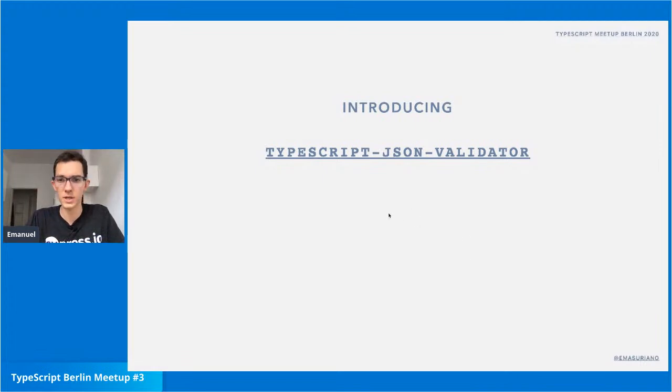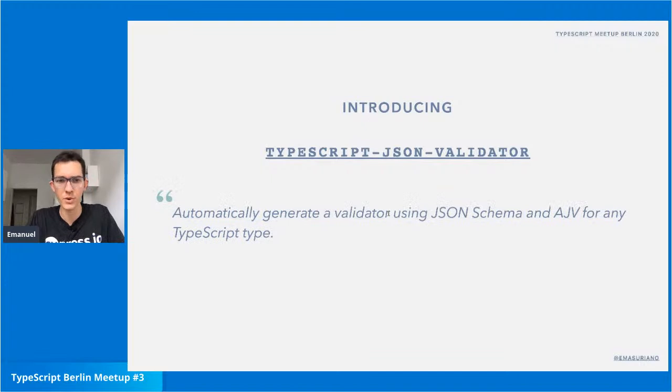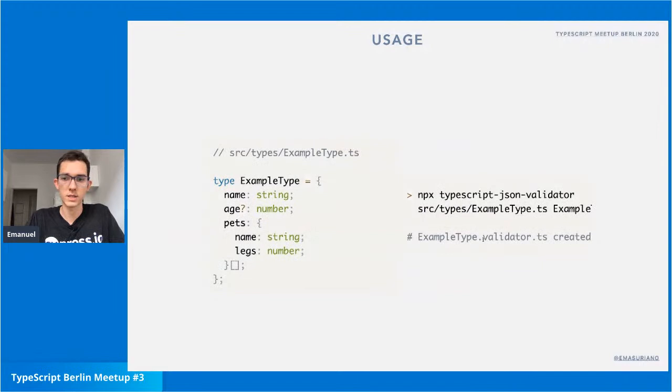It's called TypeScript JSON Validator. The promise, or the description of it, is that you can automatically generate a validator using JSON schema and AJV for any TypeScript type. And I want to give a huge shout out to Forbes Lindesay for building this tool. I didn't build it. I just found it out there, and I think it's amazing. More people should use it if you are using a TypeScript project. Let's see how it works.